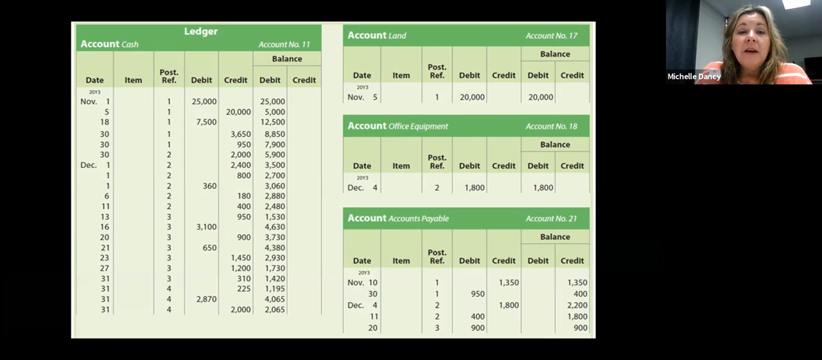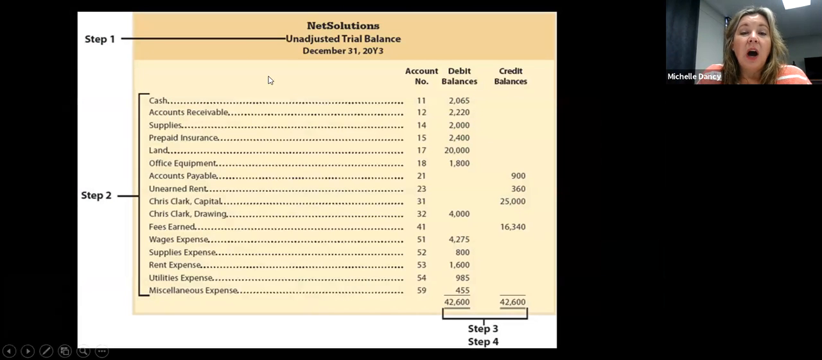Once we finish journalizing and then posting, we're going to do what's called a trial balance. A trial balance is simply a listing of all of our accounts, and we list their balances. Debit balances in one column, credit balances in another. We add them up, and guess what? They equal. In this case, 42,600.